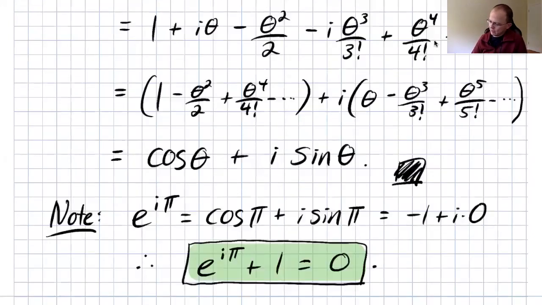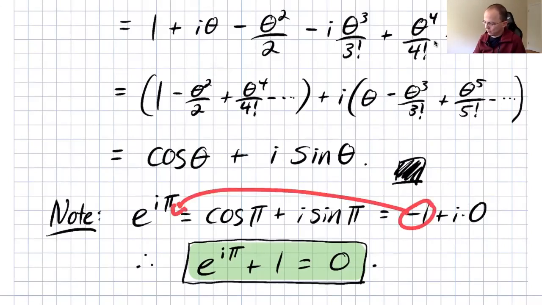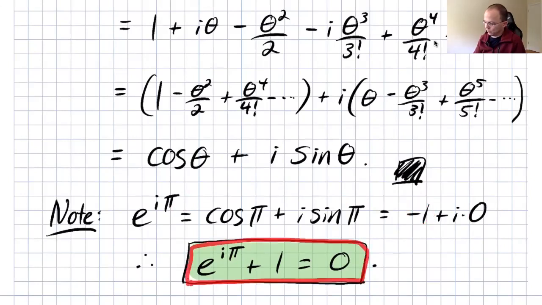Very remarkable formula. And it has an especially nice form when you plug in pi for theta. Then e to the i pi is going to be cosine pi plus i sine pi. And cosine pi is -1, and sine pi is 0. And so we get e to the i pi is equal to -1. And often people will bring this 1 over here, and we get this very beautiful formula that e to the i pi plus 1 is equal to 0.